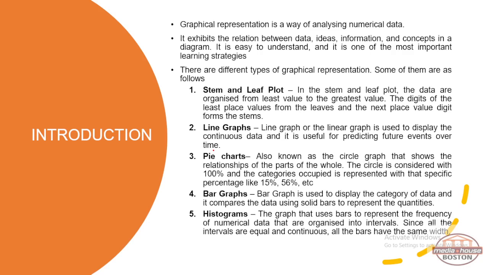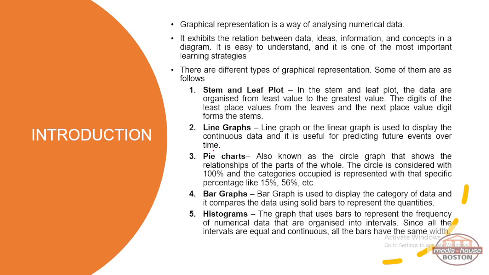And then the pie chart, also known as the circle graph, shows the relationship of the parts of the whole. The circle is considered as 100%, and the categories occupied are represented with that specific percentage, like 15%, 56%.